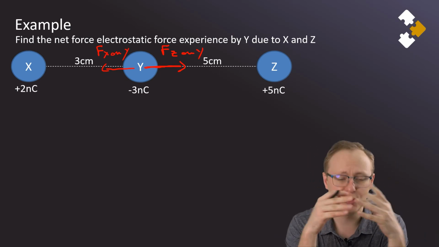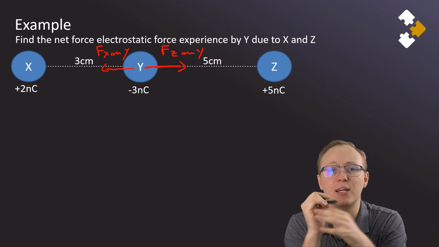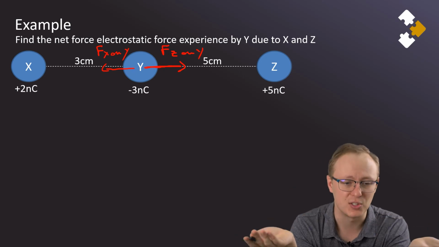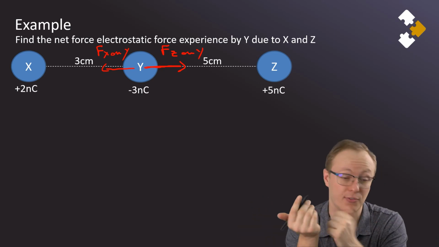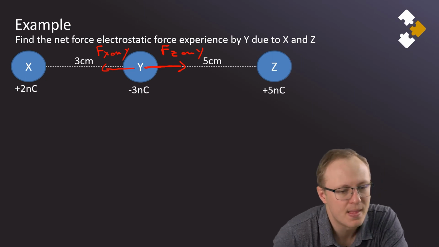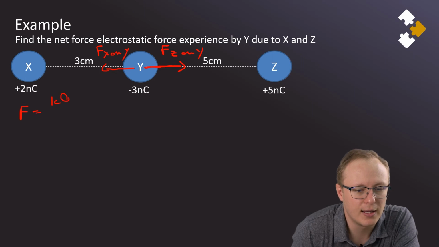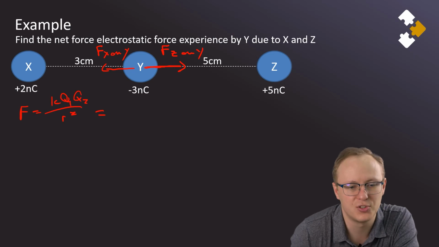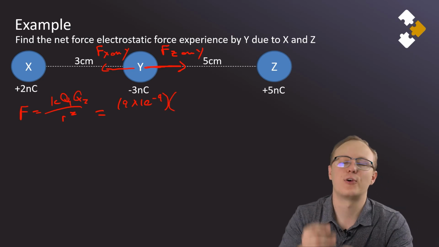Okay, so I've got these two forces that are going to be working on Y, exerting themselves on Y, and then in order to find the net force, well, I've got to add them together, but I've got to remember that with vectors, the positive and negative direction is important, so I'm going to have to choose a positive and negative direction as I go along. Okay, so we can use Coulomb's law. So F is equal to kQ1Q2 over r squared, right? And I'm going to start with F of Z on Y. And k is a constant, Coulomb's constant. It's 9 times 10 to the 9, right? Then the Q1, I'm just going to use Y. So that is going to be negative 3 nanocoulombs.